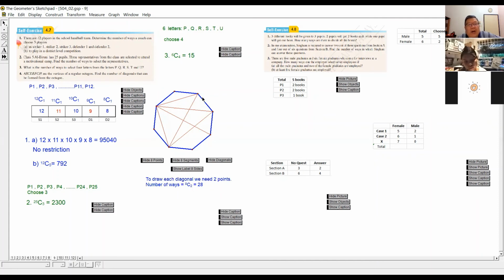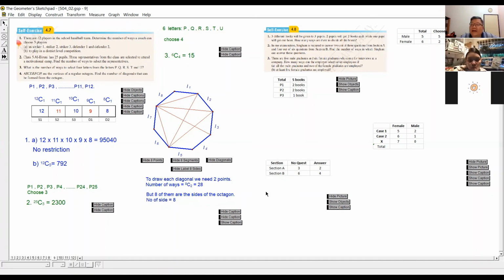However, out of this 8 choose 2, these 8 lines here, the blue lines L1, L2, L3, L4, L5, L6, L7, and L8, they are not diagonals. They are the sides of the octagon. So they cannot be called diagonals. So 8 of them, they are not diagonals, they are the sides.